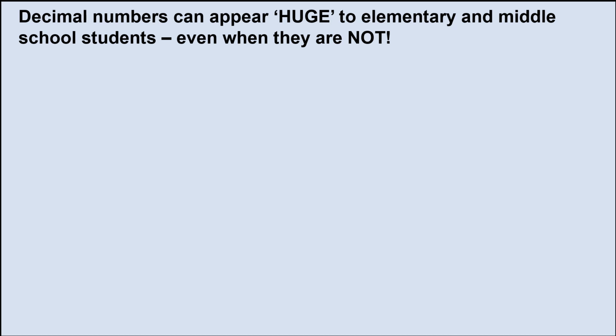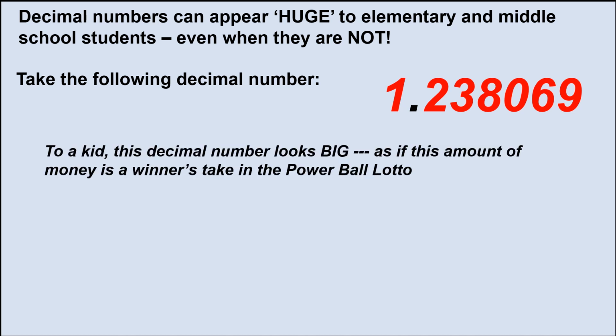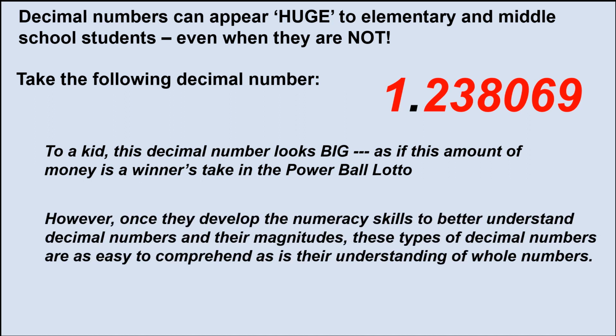Decimal numbers can appear huge to elementary and middle school students, even when they are not. Take the following decimal, 1.238069. To a kid, this decimal number looks big, as if this amount of money is a winner's take in the Powerball Lotto. However, once they develop the numeracy skills to better understand decimal numbers and their magnitudes, these types of decimal numbers are as easy to comprehend as their understanding of whole numbers.